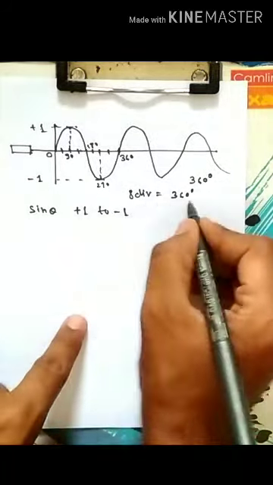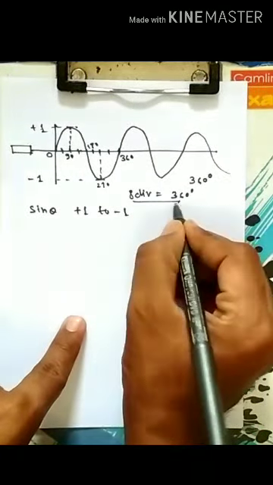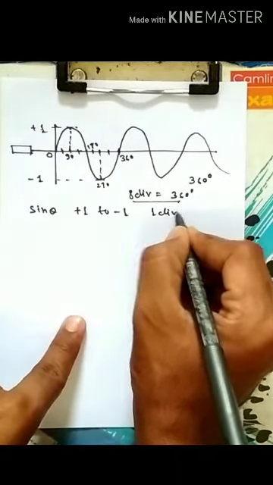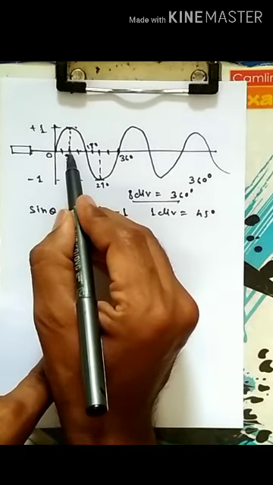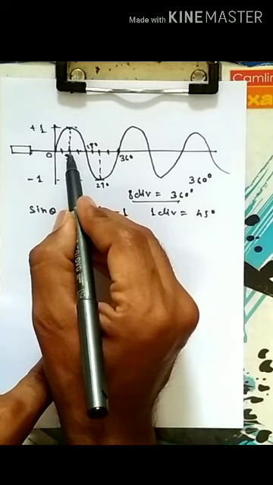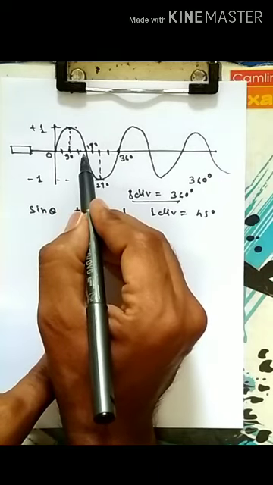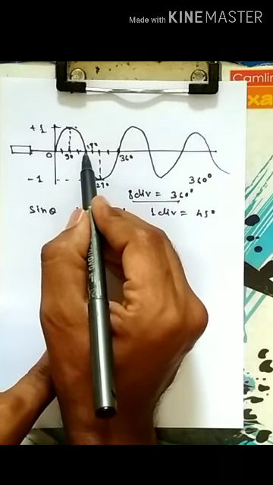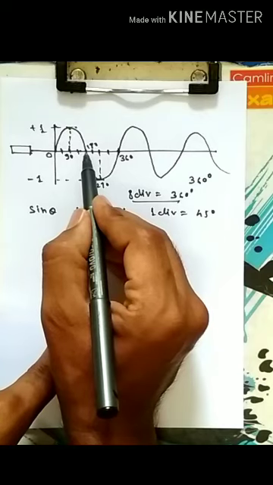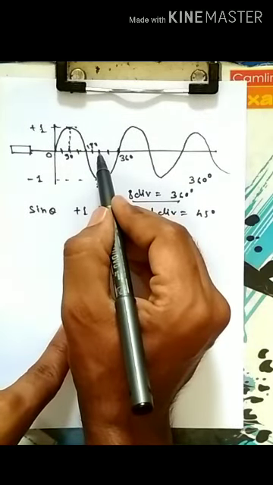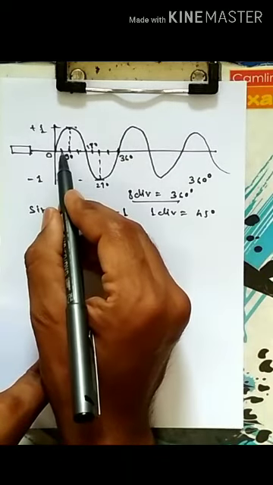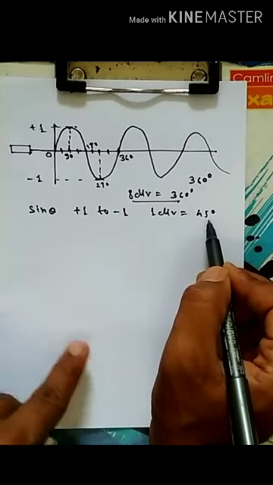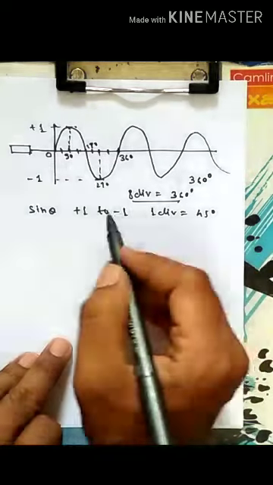And if I am talking about this point, one division is equal to 45 degrees. Two divisions mean 90 degrees. Three divisions mean 135 degrees. Four divisions mean 180 degrees, like this. So now I know the length: one division is equal to 45 degrees.